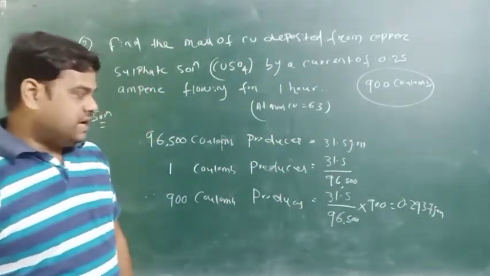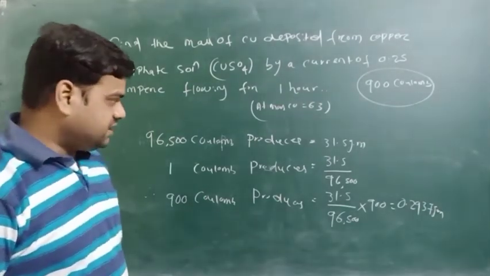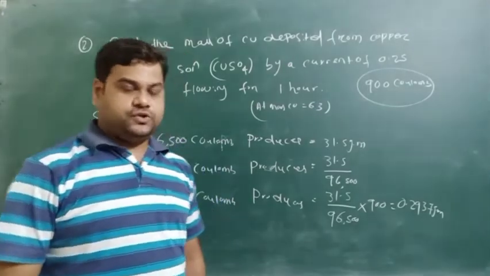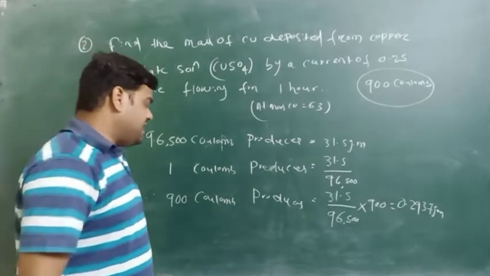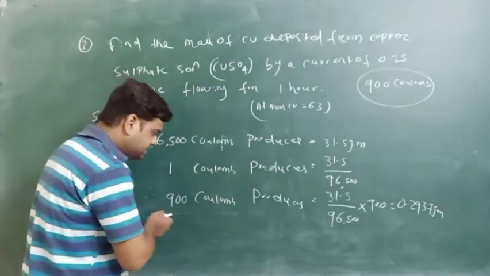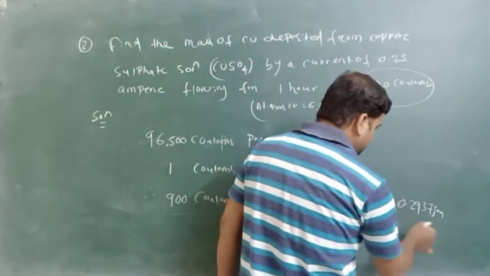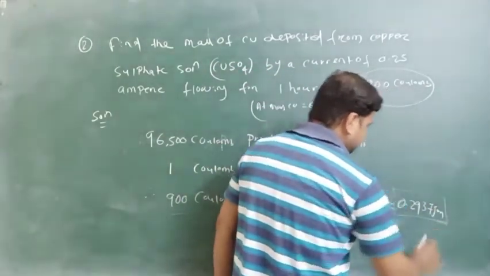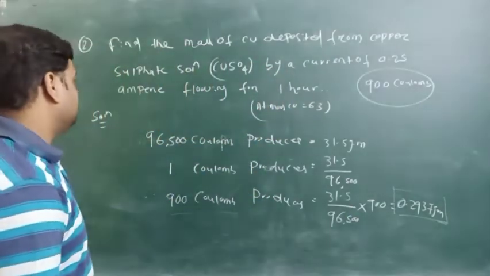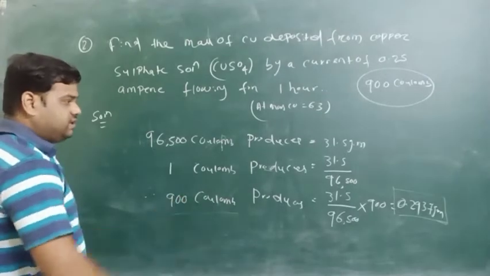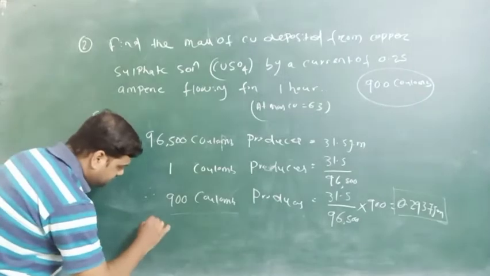0.2937 grams of substance will be deposited when 900 coulomb of electricity is supplied to the electrolytic solution. So the mass of substance when 900 coulomb of electricity is supplied to the electrolytic solution, 0.2937 grams of copper is deposited at the electrode. Then the mass of the copper will be 0.2937 grams.